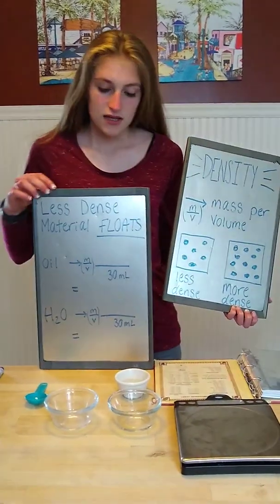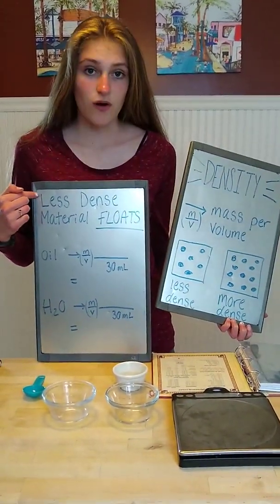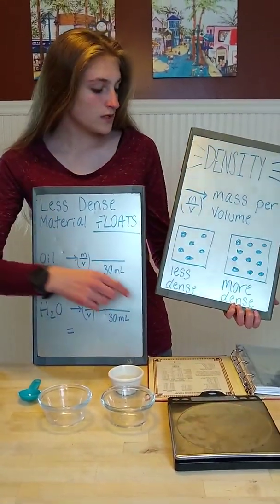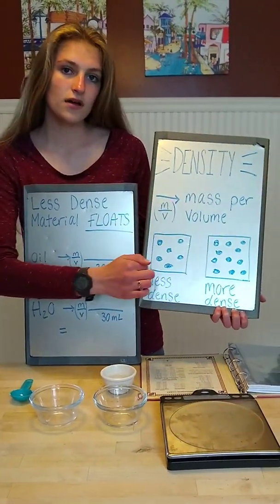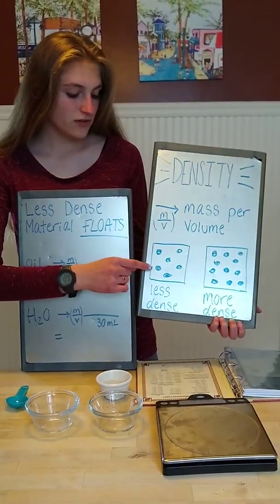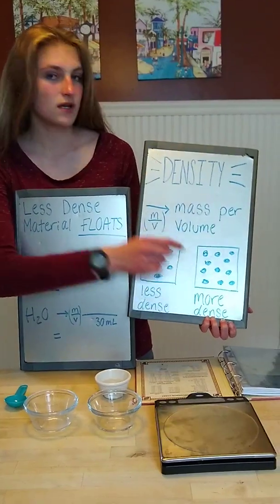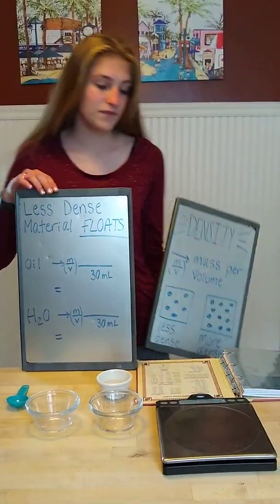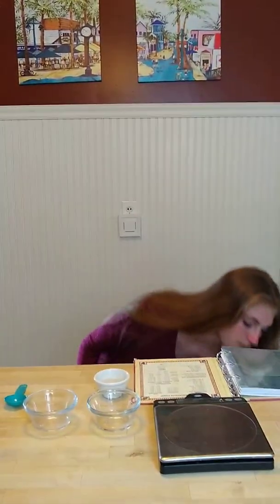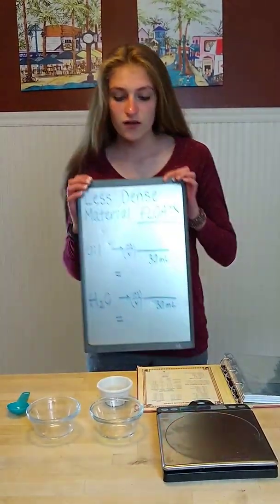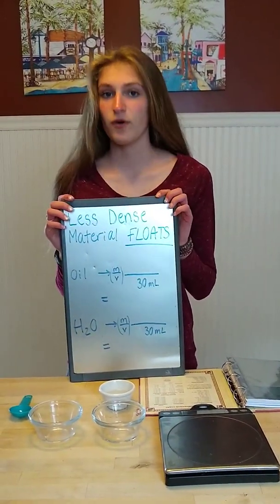The important thing to know is that the less dense material always floats. So if we were to put these two things together right here, if they were liquids, you'd see that this one floats on top of this one, and that's what we're going to demonstrate today. Alright, so we're going to find the density of oil and water.